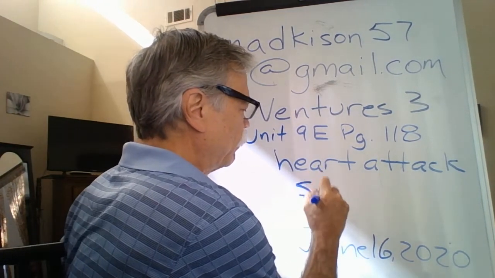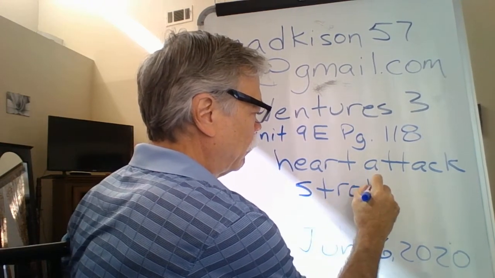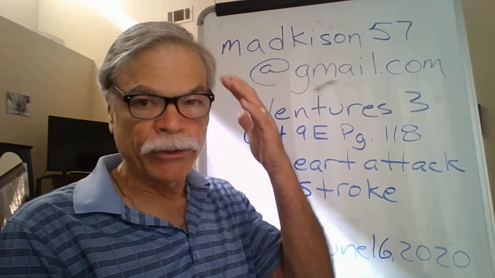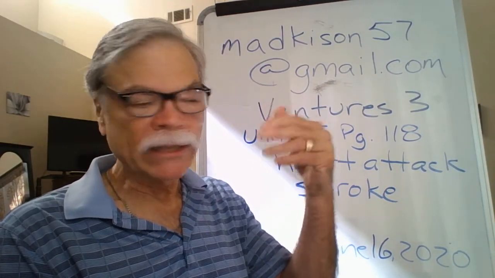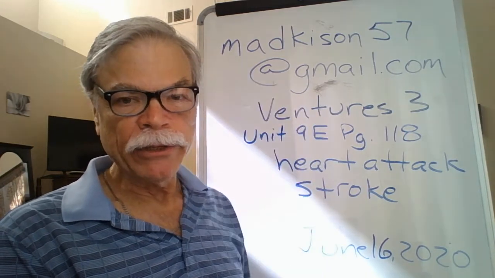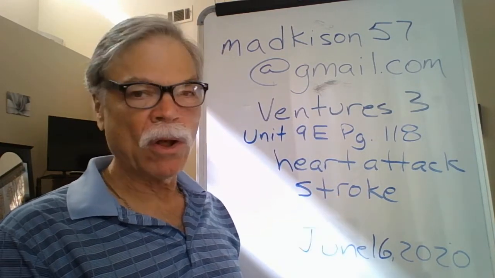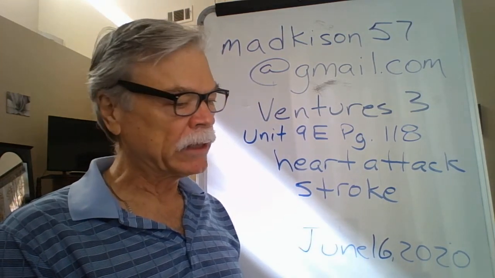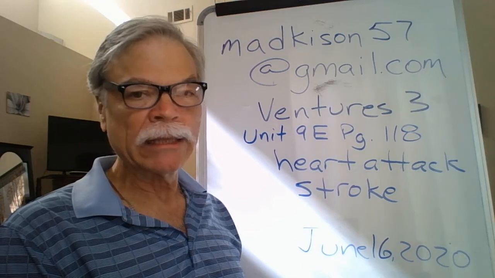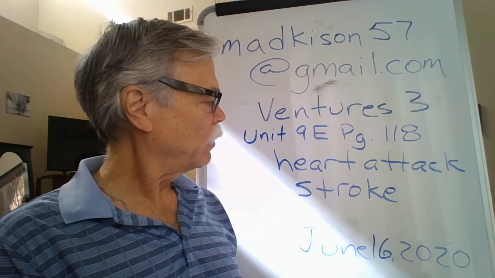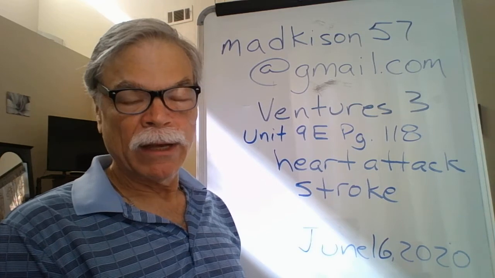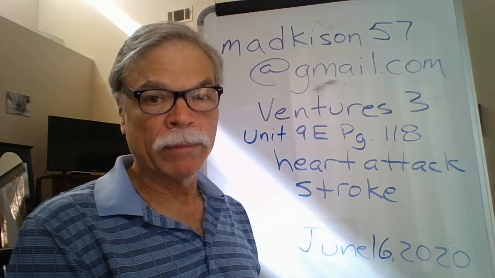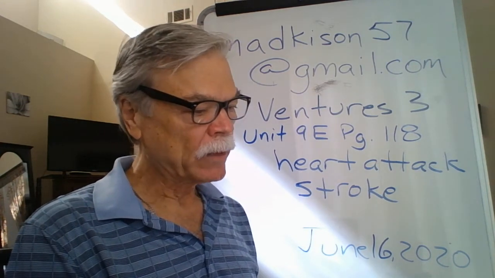A stroke. And a stroke can be caused by an aneurysm, and that's when a blood vessel breaks or pops in your head. So that's called a stroke. And that's another serious health emergency. What are some other kinds of health emergencies? Well, a person could have a violent allergic reaction. So that would be another type of emergency.